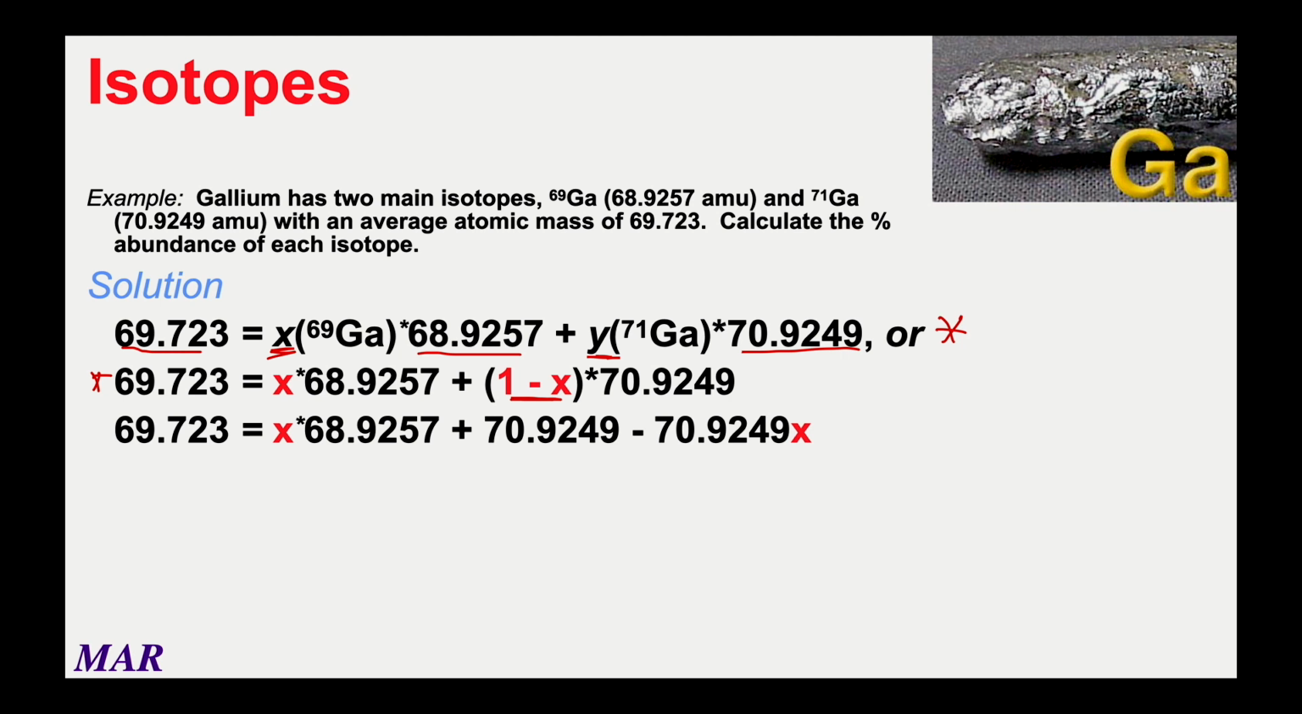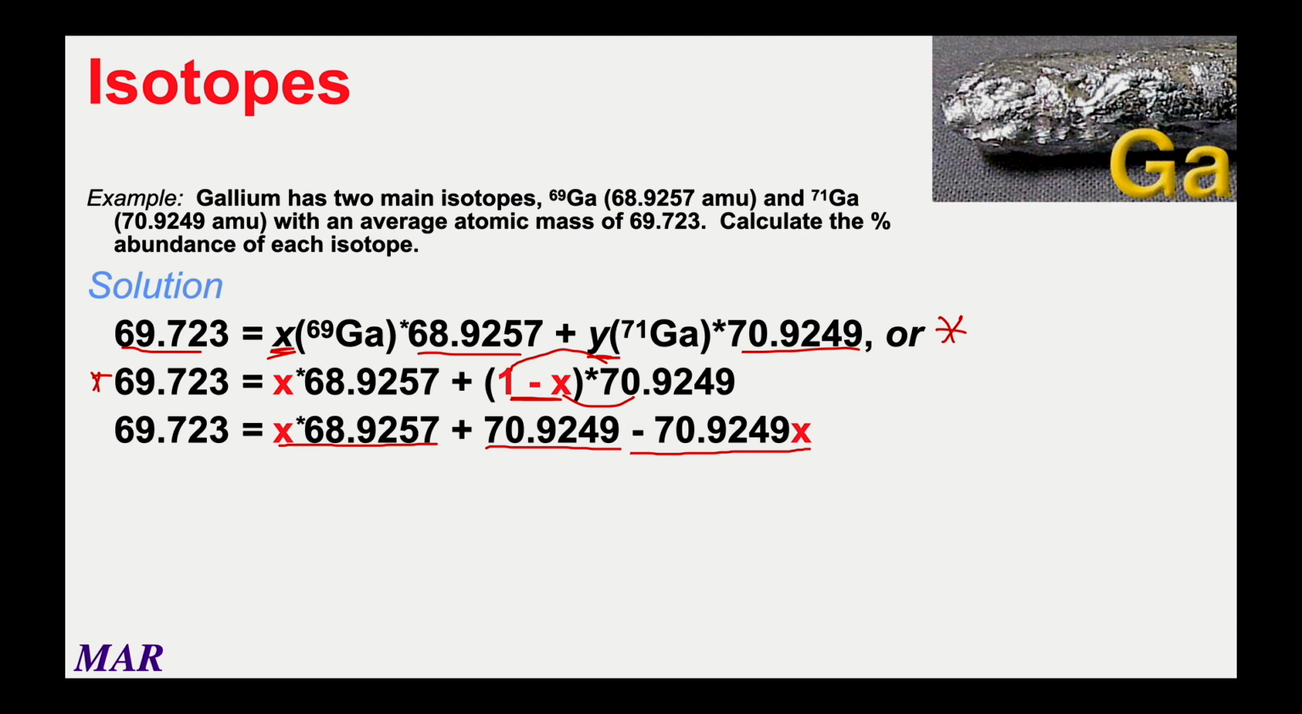To break up this 1 minus X, we use what's called the distributive property. 1 times 70.9249 is just that number. And minus X times that number, minus 70.9249. So now we have two X terms. We can combine those two together. So we go 68.9257 minus 70.9249. And that number, which will be negative, will be the number of X's.